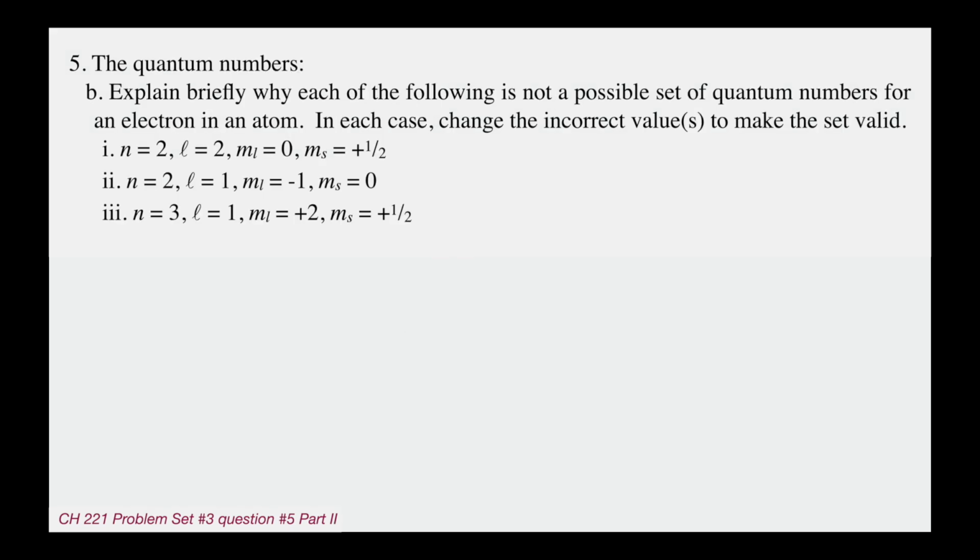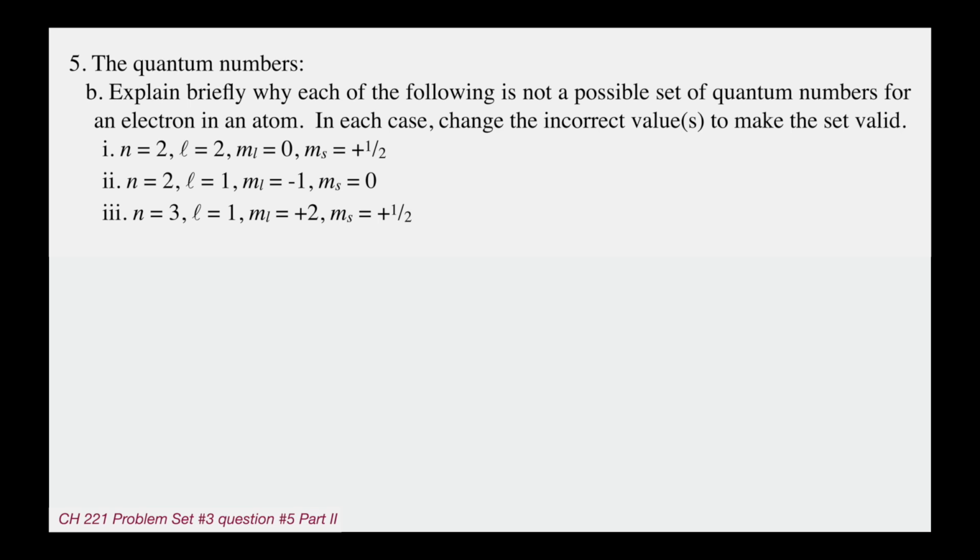Explain briefly why each of the following is not a possible set of quantum numbers for an electron in an atom. In each case, change the values to make this set valid. Some of these are going to have more than one possible answer, by the way. This question introduces, as well as n, l, and m sub l, the spin quantum number m sub s, which is the fourth one. The spin quantum number is helpful when you start putting electrons in the shells and orbitals around the atom. So for the first one, we have n equals 2, l equals 2, m sub l is 0, m sub s is plus 1.